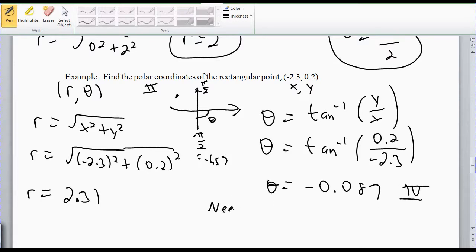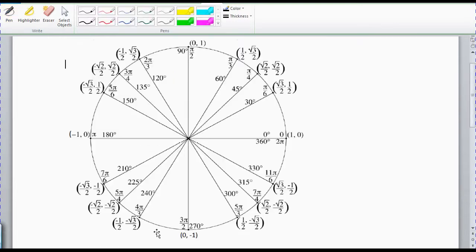We need the second quadrant angle. Well, what do we know about how to find that? First off, this is negative 0.087, so 0.087 is the reference. It doesn't matter if it goes to the point or not, but this is going to be 0.087 in the second quadrant. So what that means is that we need to take that reference angle from pi, because if you look at your unit circle, that's pi.